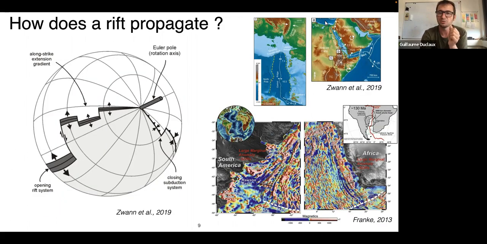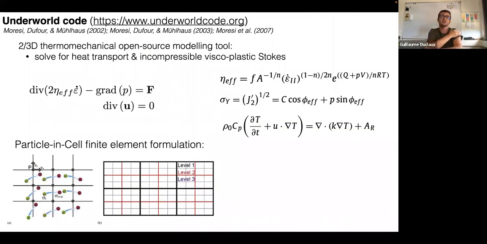Towards the north in this system. So this is what we want to model in our numerical model. And to do this modeling, I've been using a code which is open source and open access called Underworld, and it's a code that Catherine knows quite well, as far as I can tell. Developed by Louis Moresi and collaborators.